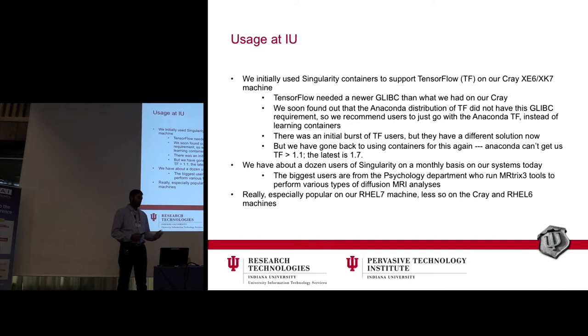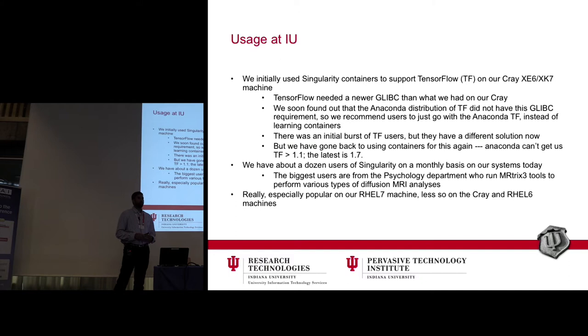On the Cray, we actually had to log the number of Singularity invocations on all our machines, so we are able to have a definite count of how many people use it. And over the last 18 months, we've had about 50 users on our Cray.